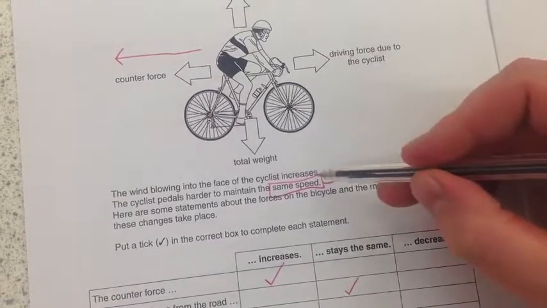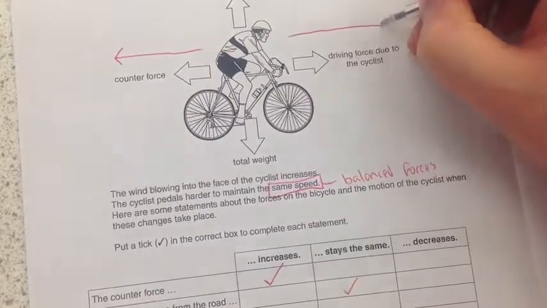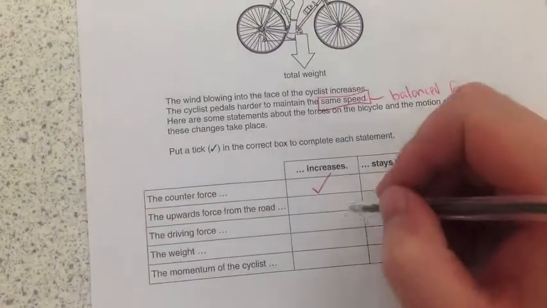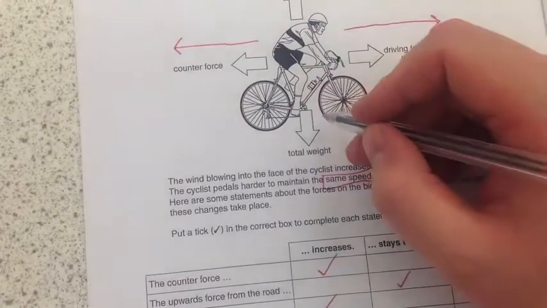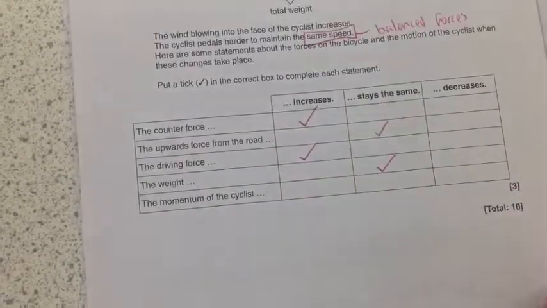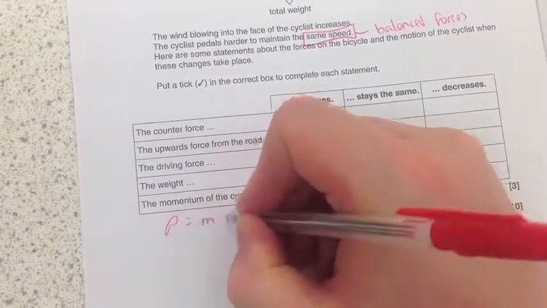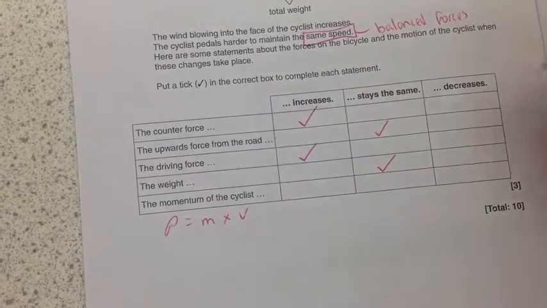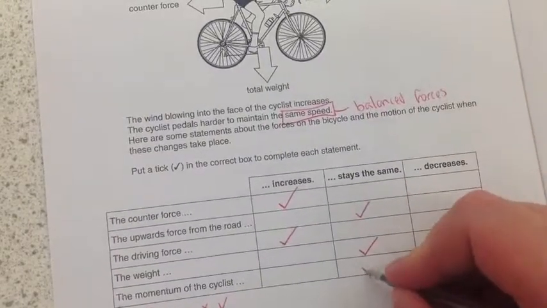The driving force, the bit that's pushing him forward, well, it says in the question he's going to be maintaining the same speed, so the forces must be balanced. He starts to pedal harder to make sure that those forces are balanced. So that one is going to increase. The weight of the cyclist is not going to change, so that's going to stay the same. And then finally, the momentum of the cyclist. Well, momentum is equal to the mass times the velocity. So the fact that the mass of the cyclist is not going to change, and the speed is going to stay the same, means that is also going to stay the same.